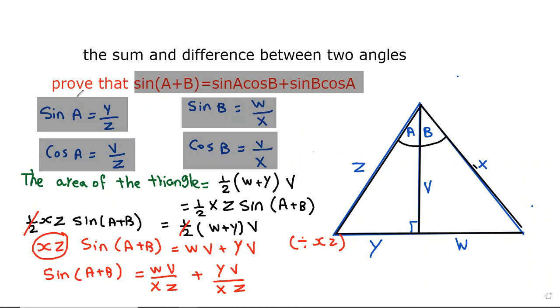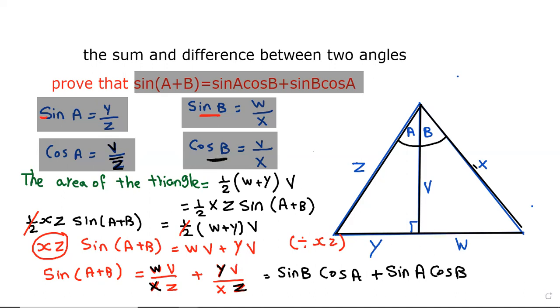If we go back to the previous trigonometric functions we have found for the angles A and B, we'll find that w over x gives us sine B. So we can write sine B instead of that, and v divided by z is cosine A. Plus, we have here yv over xz. y divided by z is sine A, and v divided by x is cosine B.